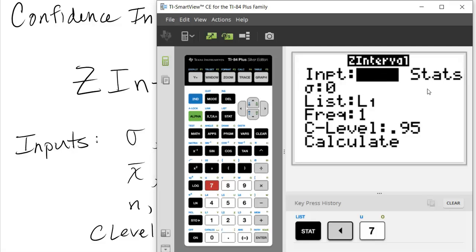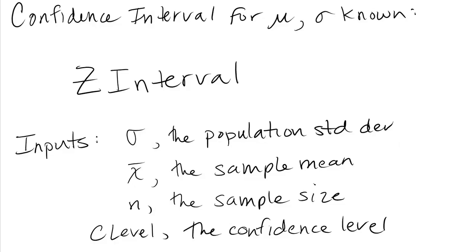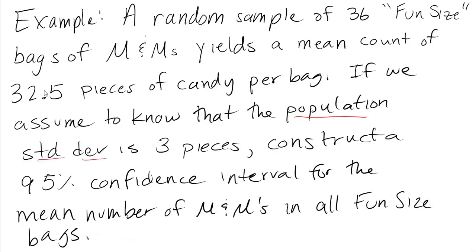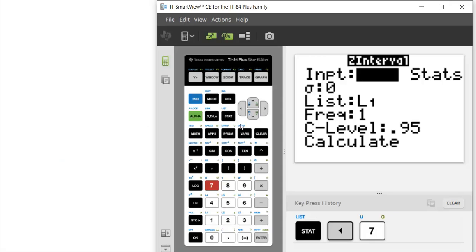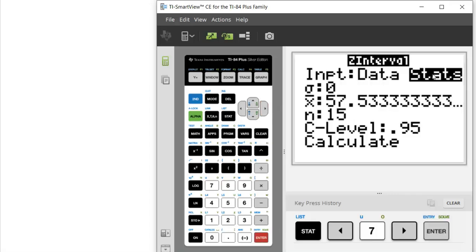There are 2 input modes, data and stats. You use the data mode when you have a list of data, and you use the stats mode when you're given the statistics. In our example, we were given the sample mean, and we were given the sample size. We weren't given the raw data, so we want to be in stats mode. And that'll be the mode that we use in all of the examples today. To make sure that your calculator is in stats mode, push the right arrow and then hit the enter key to select the stats option. Notice that the calculator asks for the 4 inputs we mentioned before: sigma, x bar, n, and the confidence level.